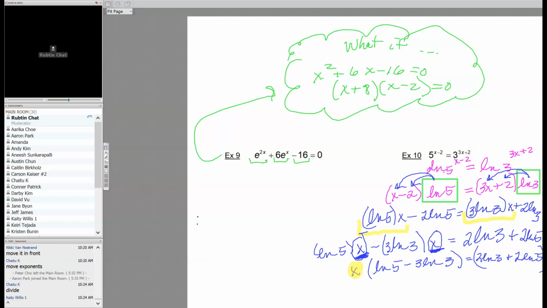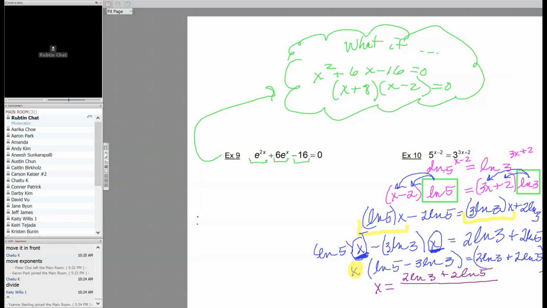So I am going to do something exciting here. Well, maybe I'll do it right here. I was trying to make sure I had enough room. So x is equal to 2 ln 3 minus 2 ln 5, all divided by ln 5 minus 3 ln 3. And you can do all kinds of stuff with that. I would just stop and go home. Oh, wait, you are home. Never mind. Stay home. Socially distanced right there.